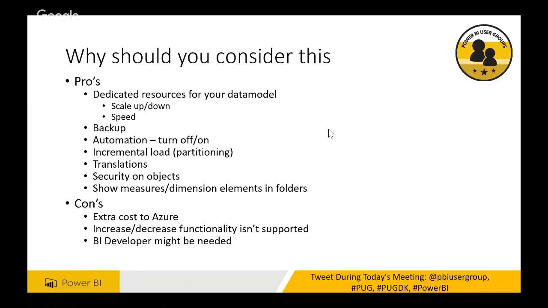We also have the possibility to put security on objects. So if you have user groups that shouldn't perhaps see some confidential information, we can put security on objects. So if a specific column shouldn't be visible for users or a specific user group, we can hide that using Azure Analysis Services.